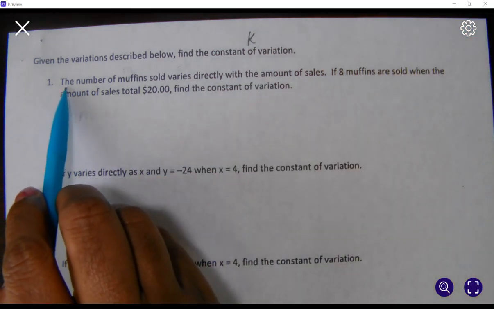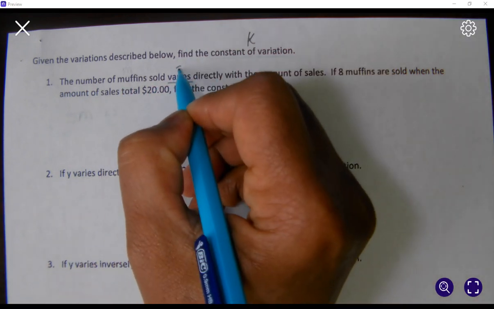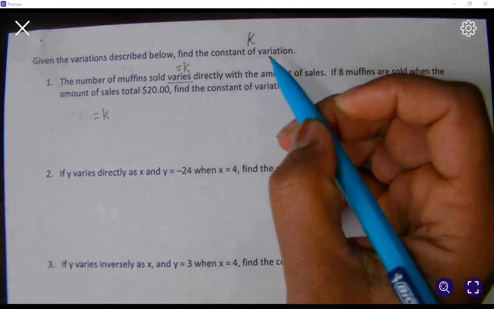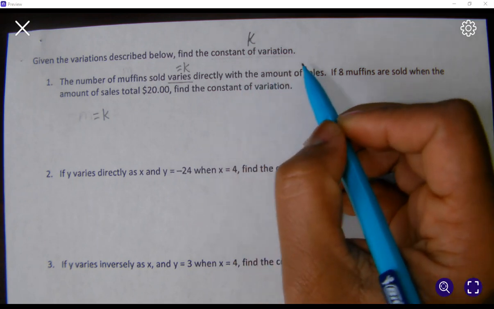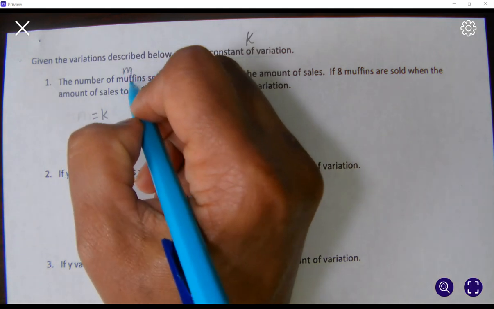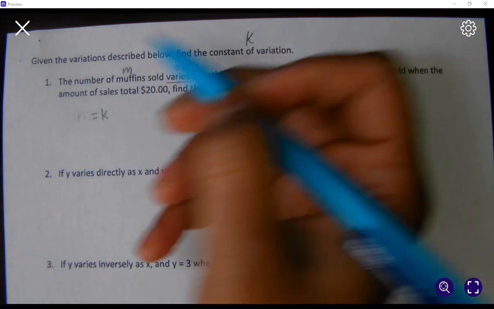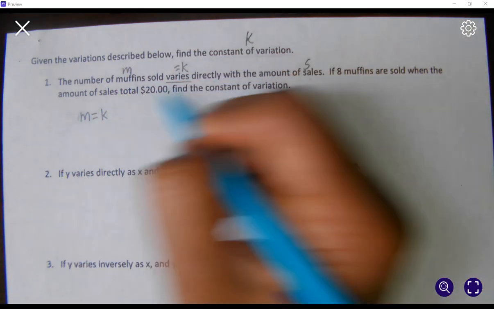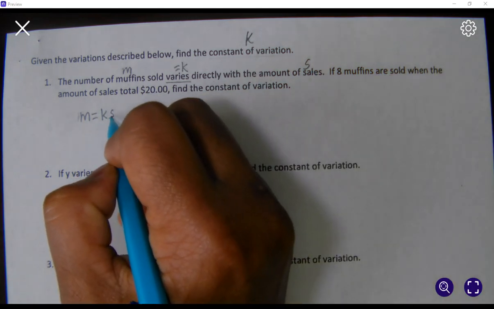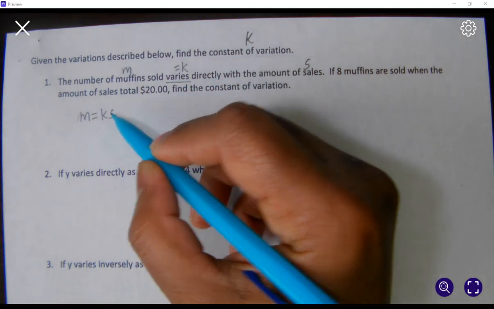It says here, the number of muffins sold varies. Whenever you see the word varies, you're going to write equals k. Directly means multiplication with the amount of sales. Now we don't have letters here, but we can just make up our own variables. We can put M for muffins and S for sales. So M equals k times S, and I'm saying times k because it's directly. That's why I have to do k times S.